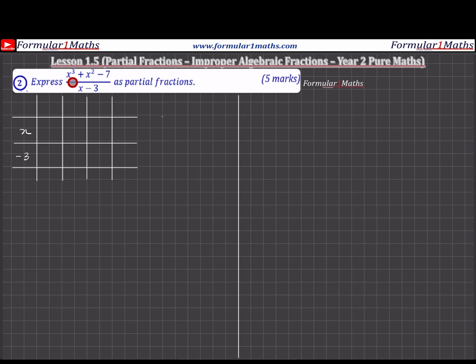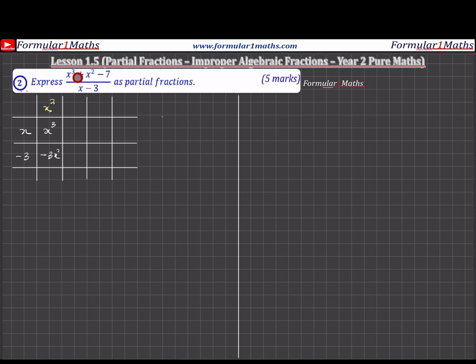Then the numerator, I've got x cubed, so I'll start with the x cubed. So I'll put x cubed here. And that means that I have to multiply x by x squared to get x cubed. So I get x squared here. So this means that I need to put minus 3x squared here, because x squared times minus 3 will give me minus 3x squared. So I have minus 3x squared over here.